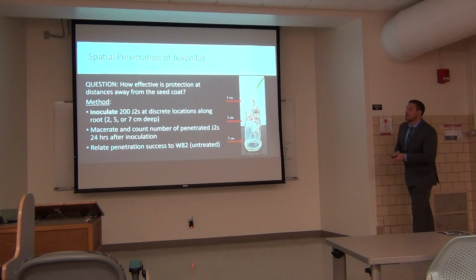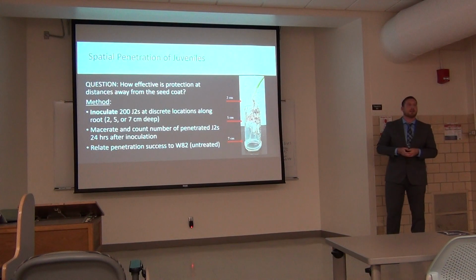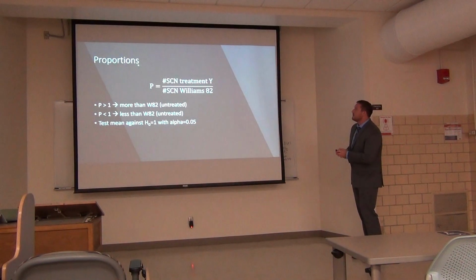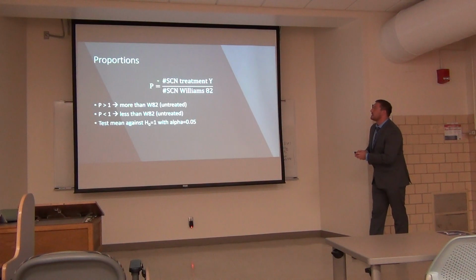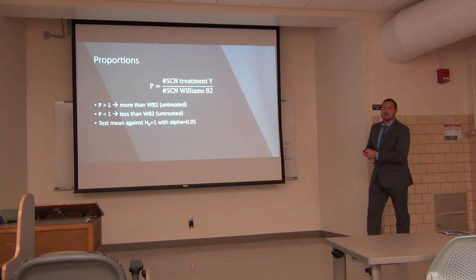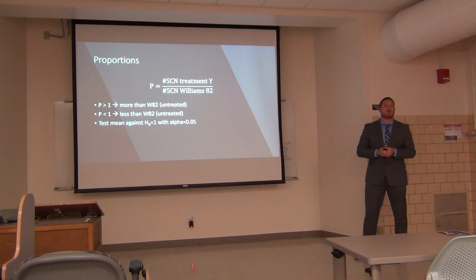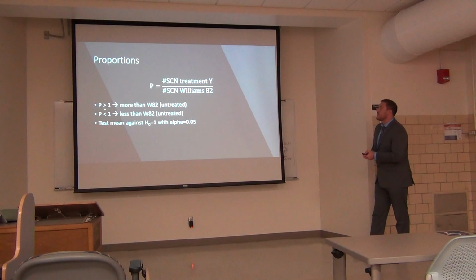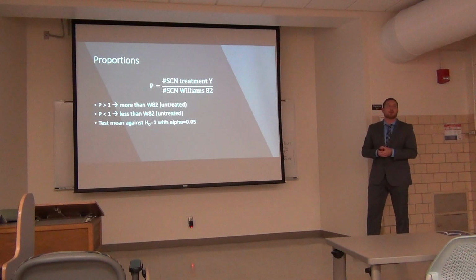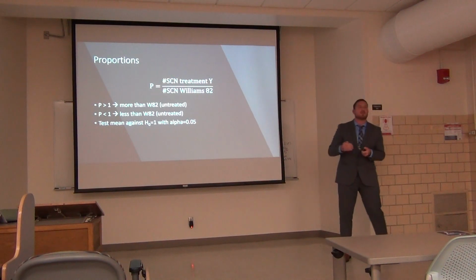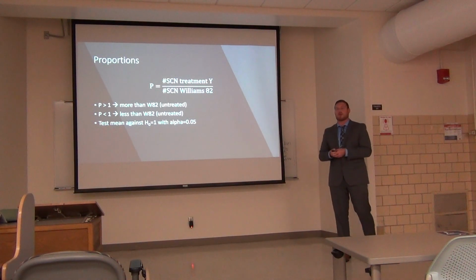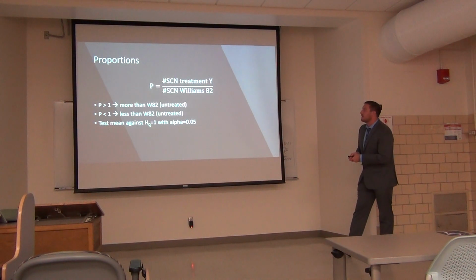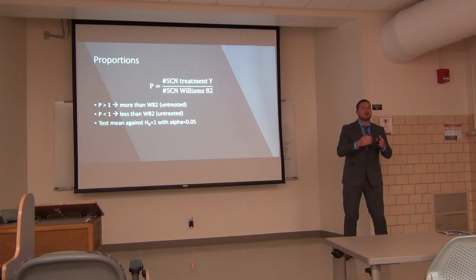And the way I'm going to show this data is I related the penetration success to our untreated control, Williams 82. So in this case, I'm going to talk about proportions. And that's just the number of nematodes for a given treatment divided by the number of nematodes for that untreated control. If our proportion is larger than 1, that means that there were more nematodes than our untreated control, or that treatment really didn't work. If it's less than 1, that means we had fewer nematodes than our untreated control, and our treatment worked. And all of these were just tested against the null hypothesis that the mean value was 1.